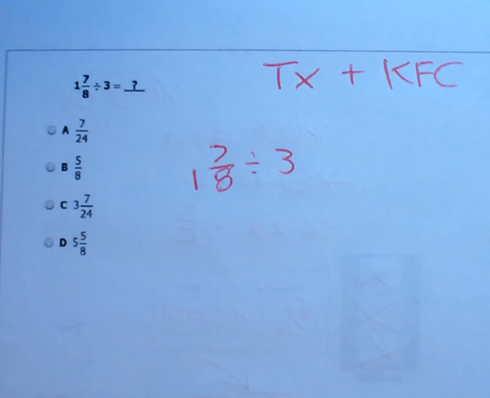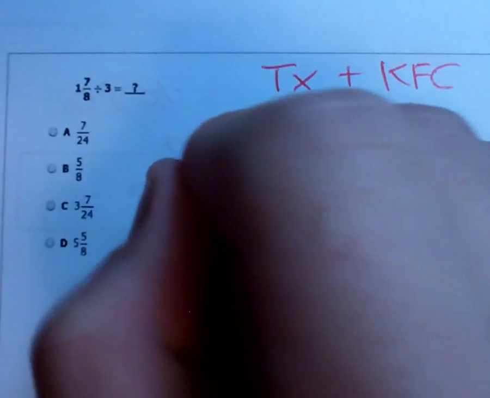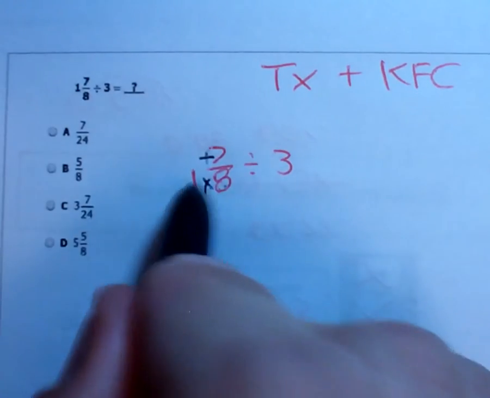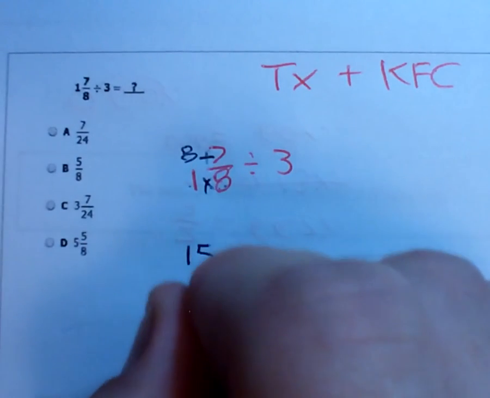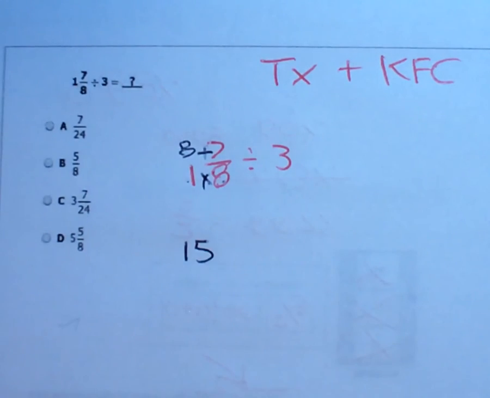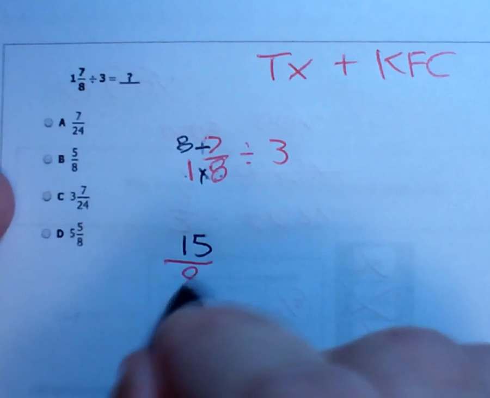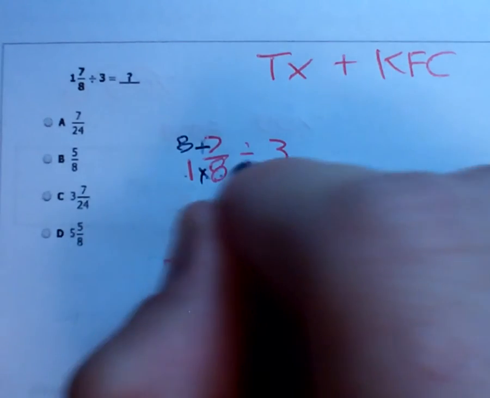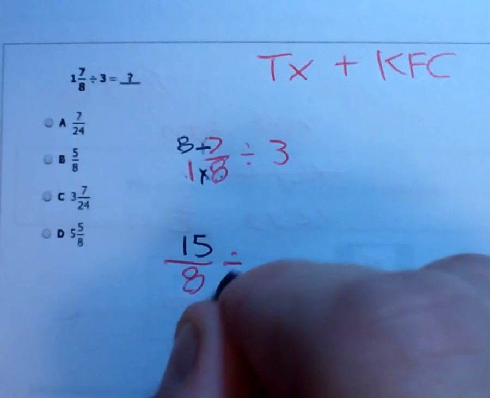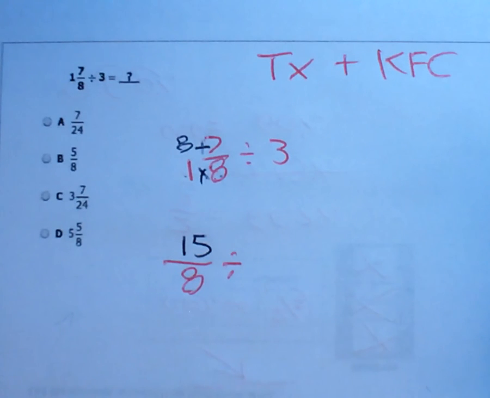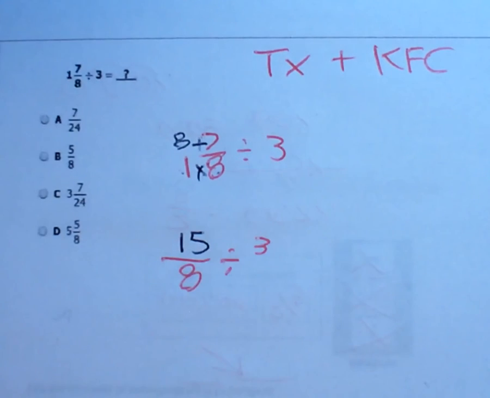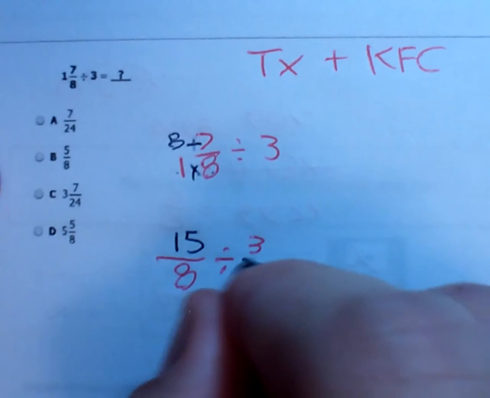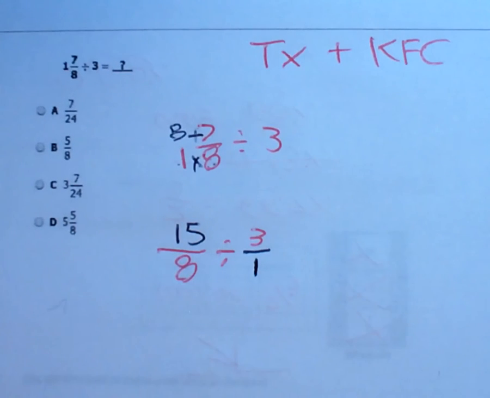All right, changing to a different color. Here we go. TX, Texas. 8 times 1 is 8. 8 plus 7 is 15. So 15 over the same old denominator of 8. And then I'm not going to do KFC yet. I'm going to leave it as is because I don't want to get confused trying to do 2 things at one time. All right, bring down the 3. And then I go, oh, 3 is a whole number. Got to get rid of that. 3 over 1. Just put a 1 under it. All right, now we can go ahead and KFC this thing.